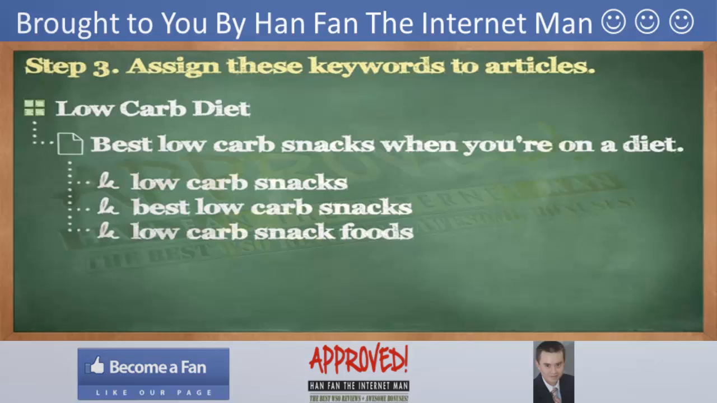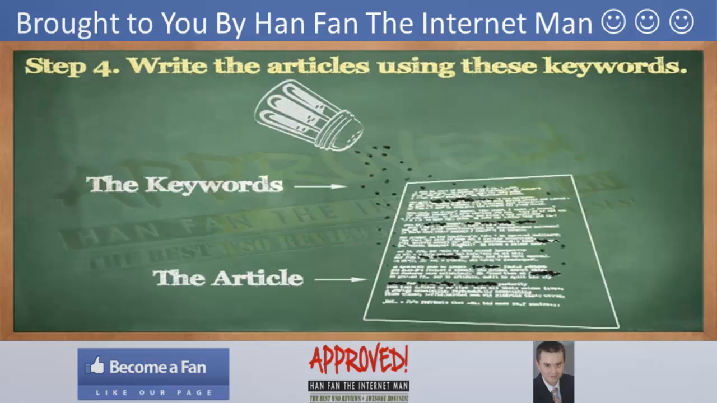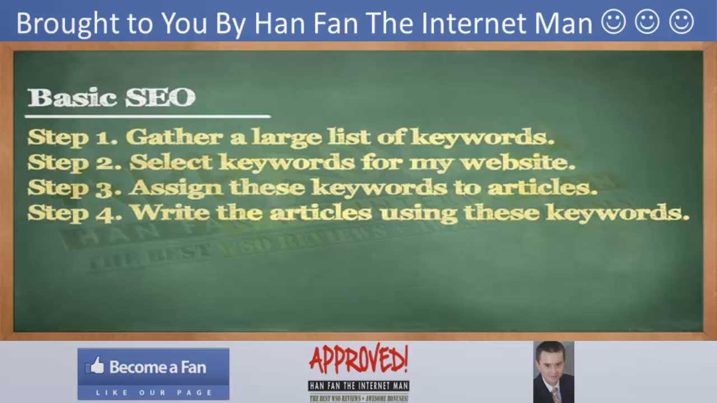And then when that's all done, you actually write the article and you try to make sure that you use your keyword phrases in the actual article content. So in other words, you're making a so-called SEO optimized document. You're making a document that is reflective of this batch of keywords that you've assigned to the article topic. Okay, so that's basic SEO in a nutshell.